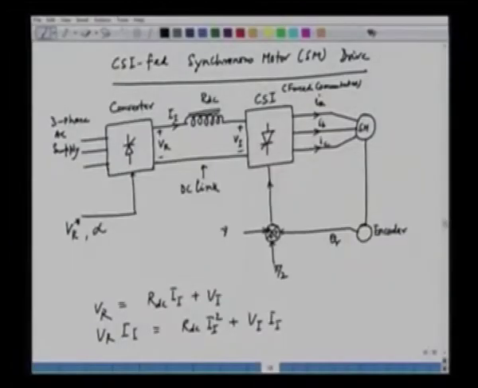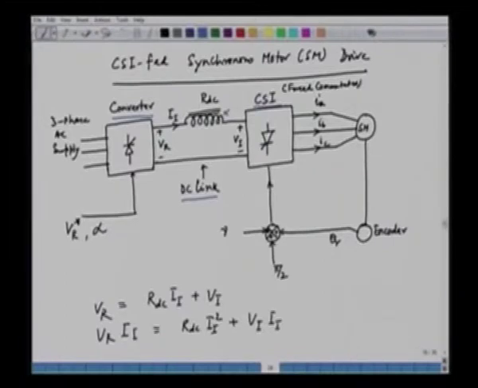Now this is what we discussed in the last lecture. We have a converter, which is an AC to DC converter, which could be a controlled rectifier, changing the three-phase AC supply to a DC supply, that is VR. VR is the output of the converter. Then this is fed to the DC link, and the DC link has a very high inductor. The purpose of this inductor is to keep the current approximately constant. And then we have the CSI, which is a force commutated CSI.